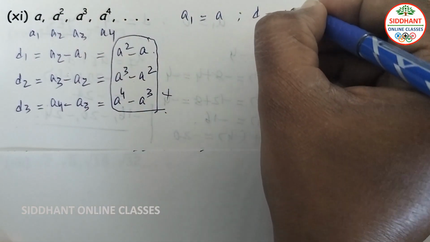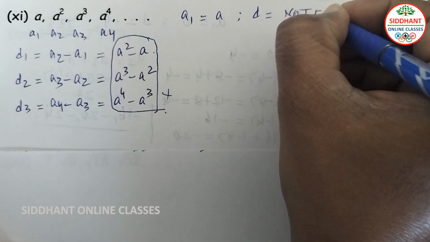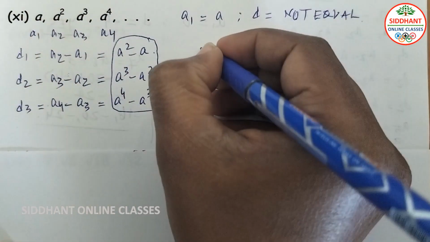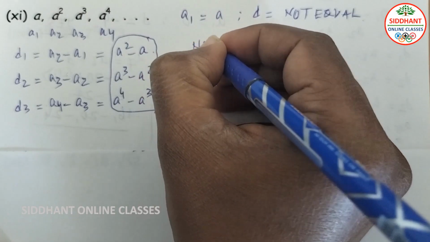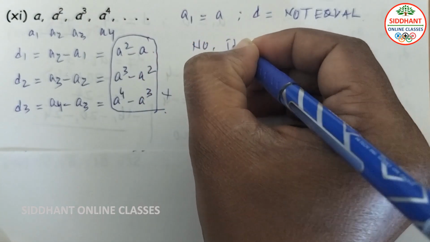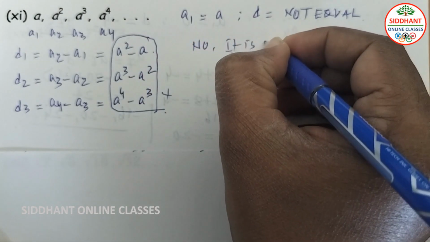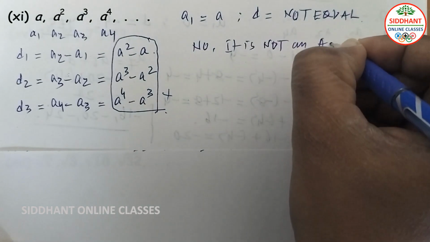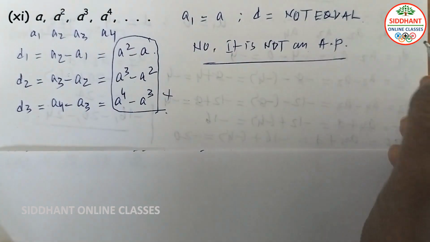So D is not equal here. And we can say that it is not an arithmetic progression here.